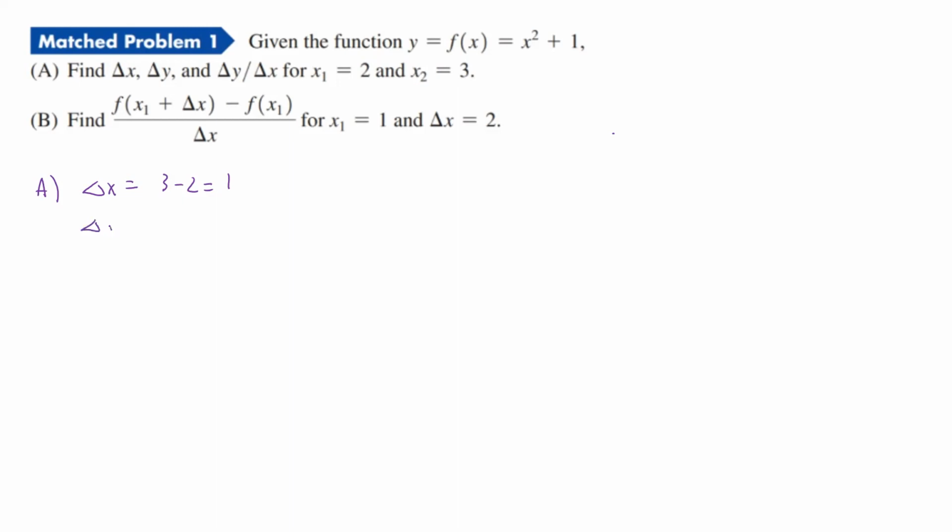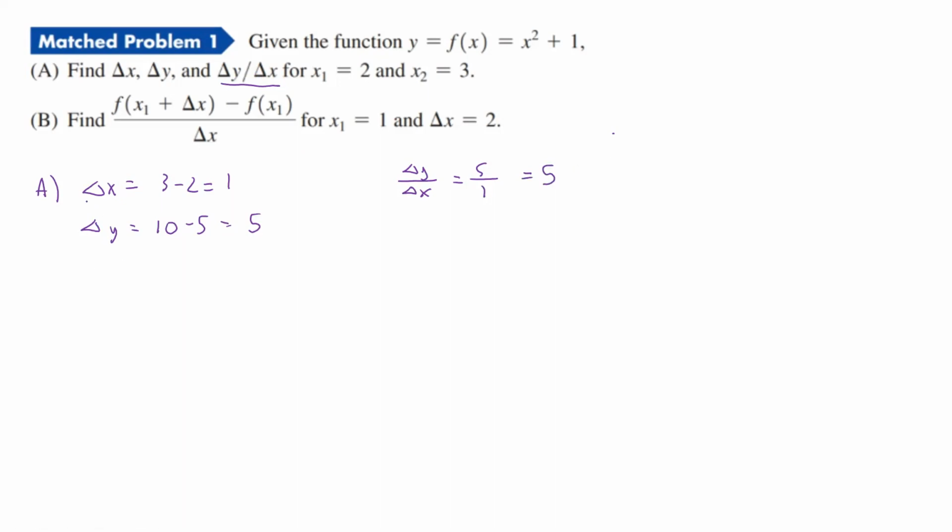Now delta y, we have to plug in our x's. x2 is 3, so if we plug in 3 here, 3 squared is 9 plus 1 is 10. Now if we plug in 2, 2 squared is 4 plus 1 is 5. And 10 minus 5 is 5. So now we have delta x is 1, delta y is 5. Now they also want delta y over delta x, which is 5 over 1, and that's just going to be 5.